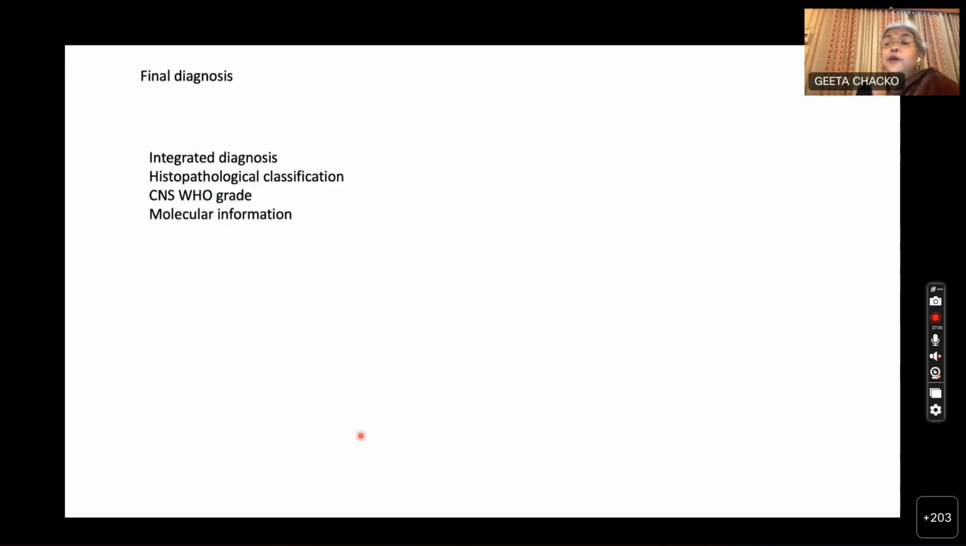So, if one is to make an integrated diagnosis on this, Anamika, I hope you attend Dr. Vani's session. Yes. The histopathological classification, it would be what? Histopathological classification, it will be other astrocytic tumors, pilocytic astrocytoma. Yeah, it would be an astrocytic tumor, right? You have to say it's an astrocytic tumor. CNS grade is? Grade 1.